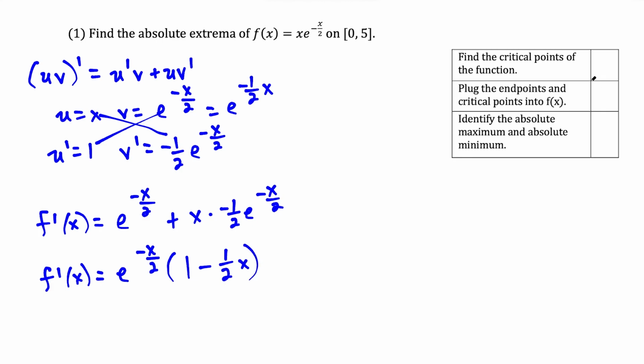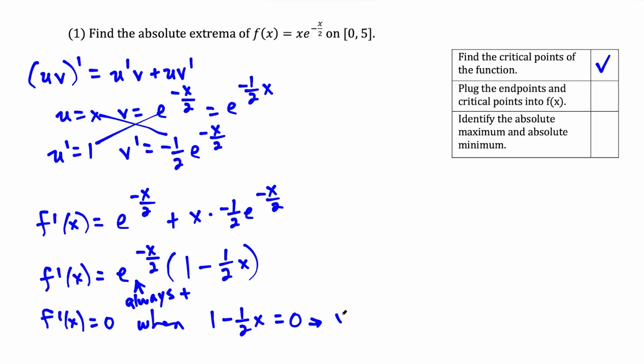And now our goal is to find the critical points. So what we're going to do at this step is set f prime equal to 0. So f prime of x is equal to 0 when the second factor is equal to 0. One thing to be mindful of is that e to any power is always positive. So since the first factor is always positive, we're only going to set the second factor equal to 0. And if you just do the algebra quickly here, you'll see that x is equal to 2.